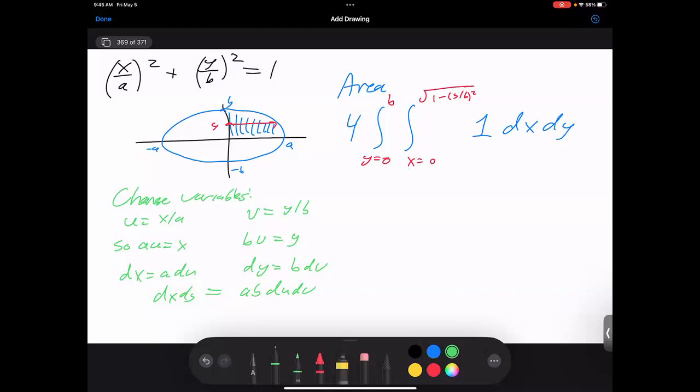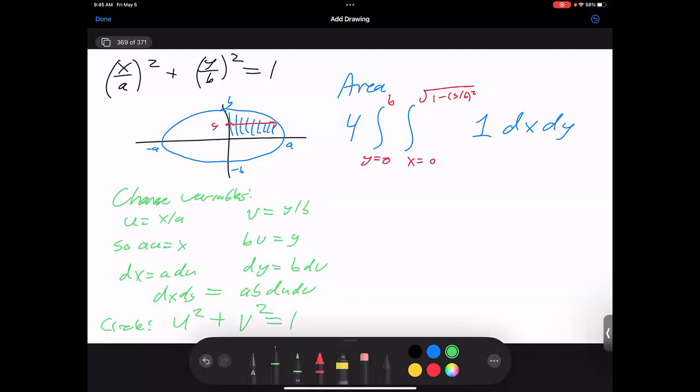So you'll see why in a moment this is a good change of variables. If you look at it, (x over a) squared plus (y over b) squared equals 1. What does this become in UV space? What's x over a? U. So I get u squared plus v squared equals 1. This is a circle. So if I change from xy space to UV space, my region becomes a circle.